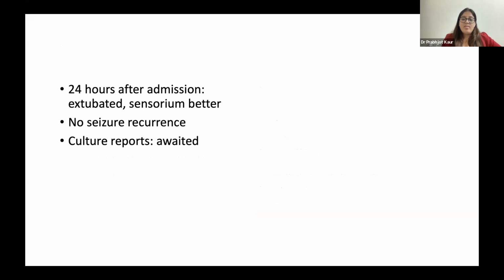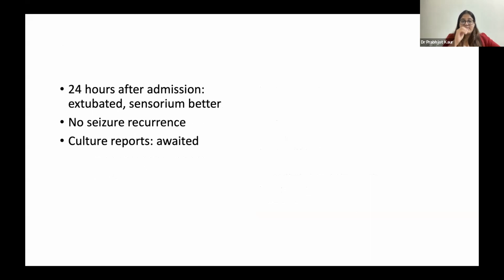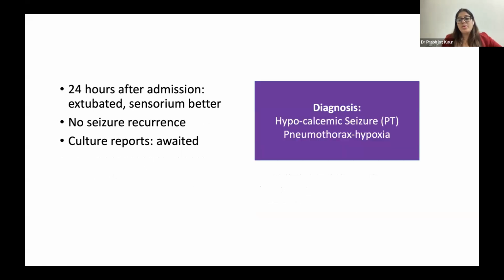So what this baby had was hypocalcemic seizures, multiple hypocalcemic seizures. And once the calcium was corrected, the baby did not have any further seizures. 24 hours after admission, the baby was extubated since it was better, no seizure recurrence. Culture reports are still awaited. So the diagnosis for this baby was hypocalcemic seizures, as the baby is predisposed, this is a preterm baby, also had pneumothorax and probably associated hypoxia.